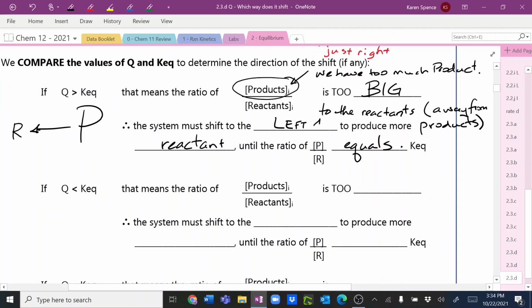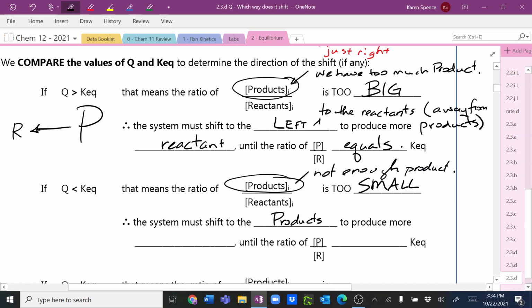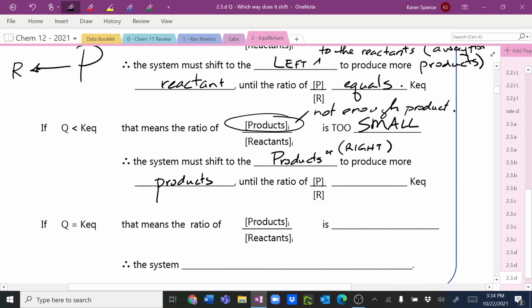All right. Now, if Q is smaller than KEQ, what that means is that our current ratio of products to reactants is too small, which means there's not enough product. So the system is going to shift towards the products, or you could say to the right, to produce more products until the ratio of products to reactants equals KEQ.